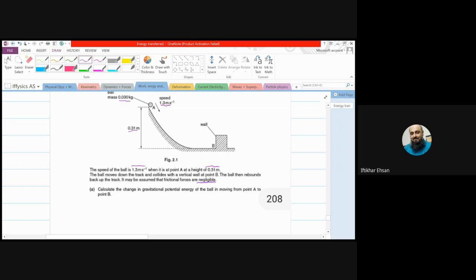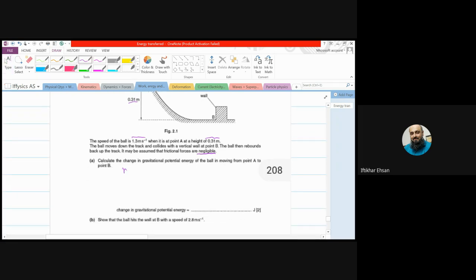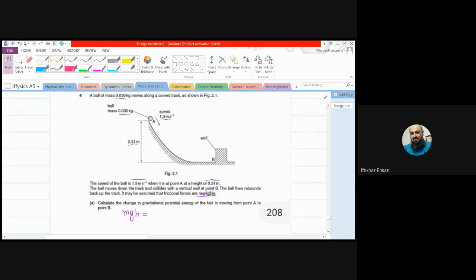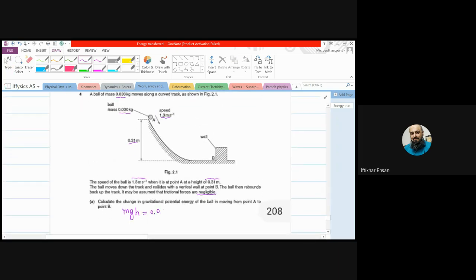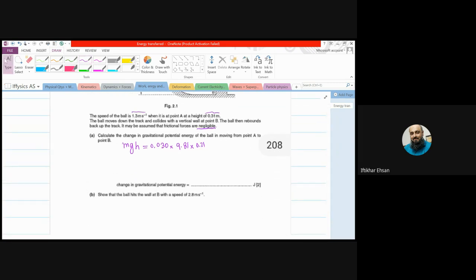So this is again no friction. Calculate the change in gravitational potential energy. What is gravitational potential energy? mgh. And what do you mean by h? H is always taken to be the vertical height. So what is the mass? Mass is 0.030. G is 9.81. And what is the height? 0.31. Can you please tell me the answer? 0.09 joules. 0.09 joules. Okay. Is it? Any other number?